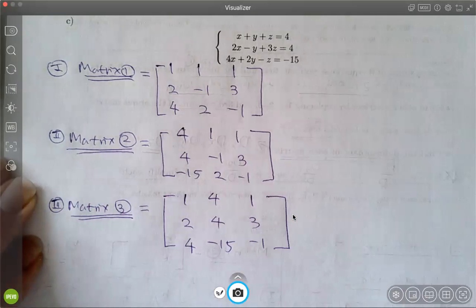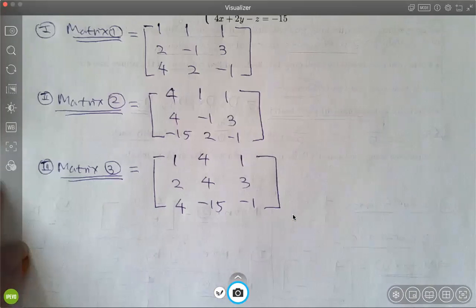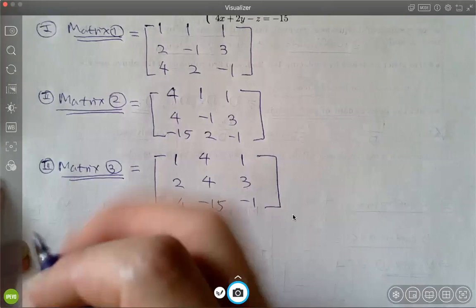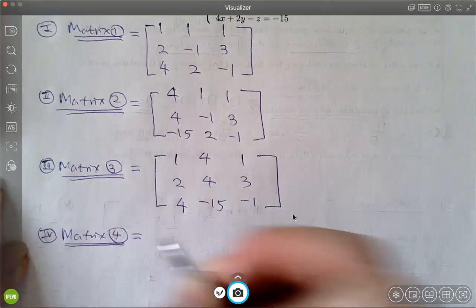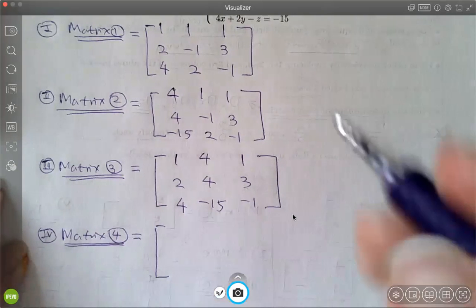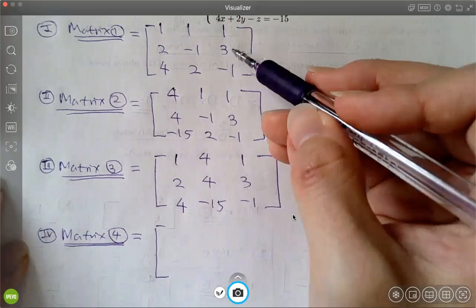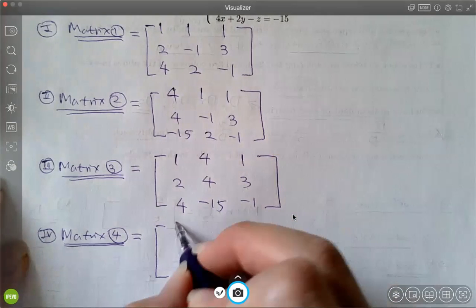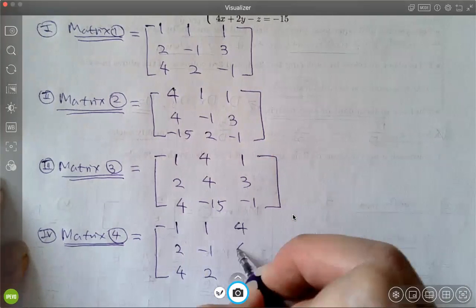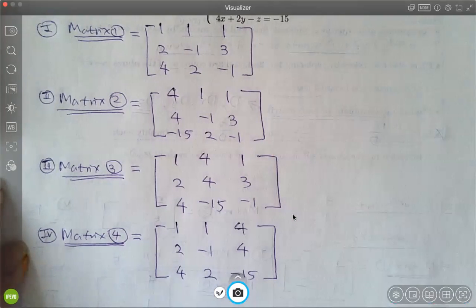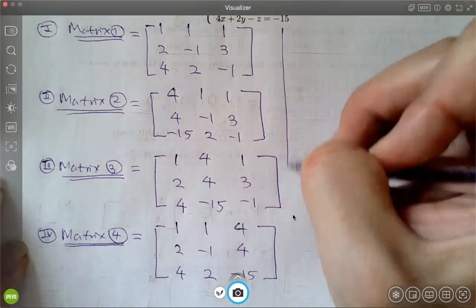Now the last matrix, matrix 4. Now you replace the third column of matrix 1 by 4, 4, negative 15. So we have 1, 2, 4, 1, negative 1, 2, 4, 4, negative 15. So we have 4 matrices. And now what do we have to do? Find each determinant, right? So now find the determinants.